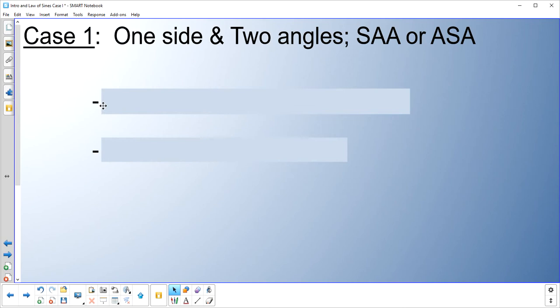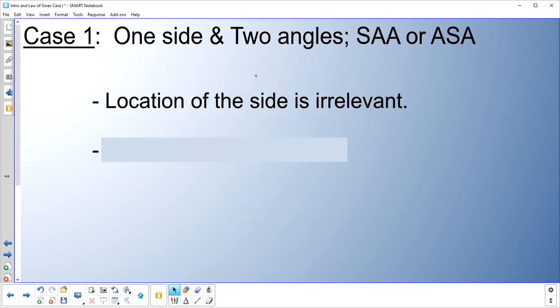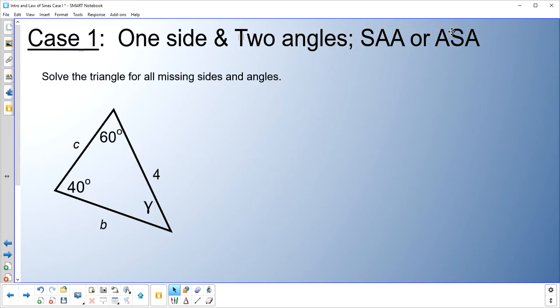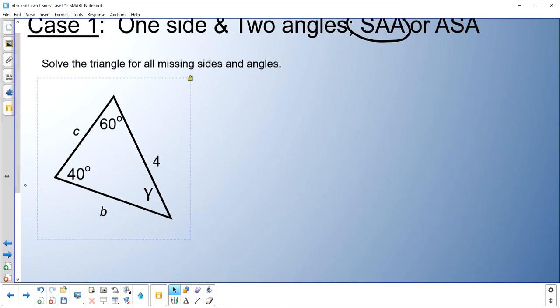Okay, so case 1 is what we're talking about today. Like we said, the location of the side doesn't matter. It doesn't matter if it's included or non-included. So here, side angle angle, you have a non-included side, or angle side angle, you have an included side. An example of what that would look like here, we have actually angle angle side, or side angle angle, it doesn't matter which way you say this one. In this case, it will be non-included, but again it's going to be law of sines.